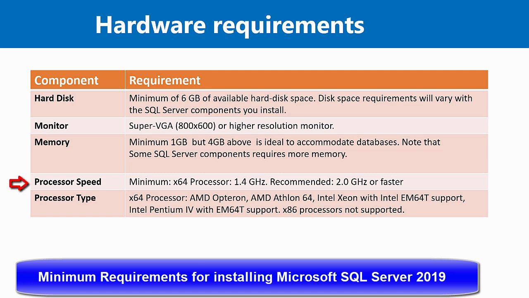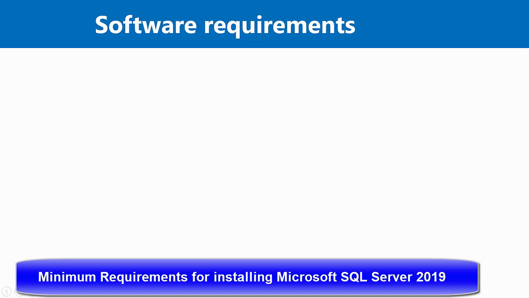The minimum processor speed is 1.4 GHz on a 64-bit processor. However, 2.0 GHz or faster is recommended. The next component is the processor type. I've listed out the requirements for the processor type here. The key thing to note is that SQL Server only supports 64-bit processors. It no longer supports x86 processors.